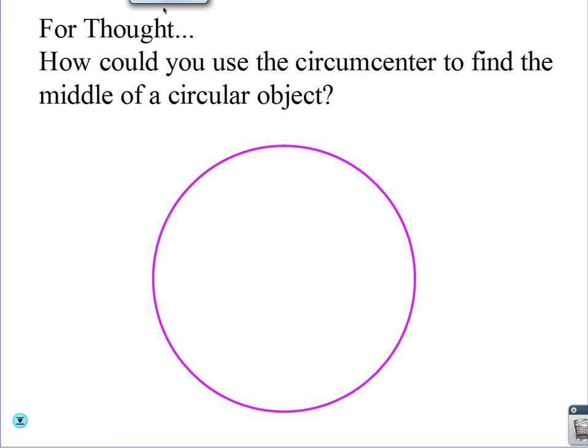Just a little food for thought here. How could you use the circumcenter to find the middle of a circular object? Why would you need to do this? Okay, at my previous school, I was head over the robotics team. And at the robotics competition, pretty much here were the rules. They gave you a bunch of garbage, and they said build a robot out of it, and we want the robot to do this. They'd throw in some motors and stuff like that, but it was fun. It's a lot of fun.